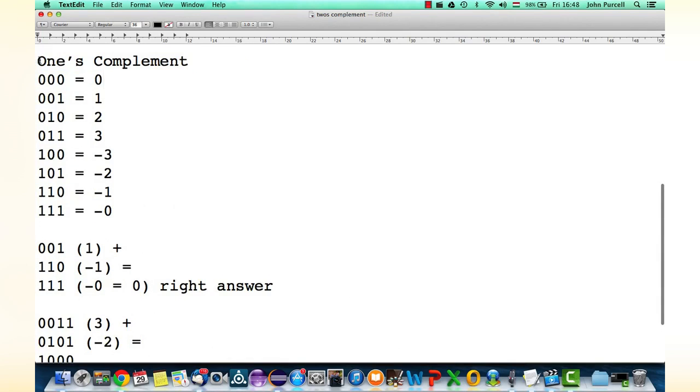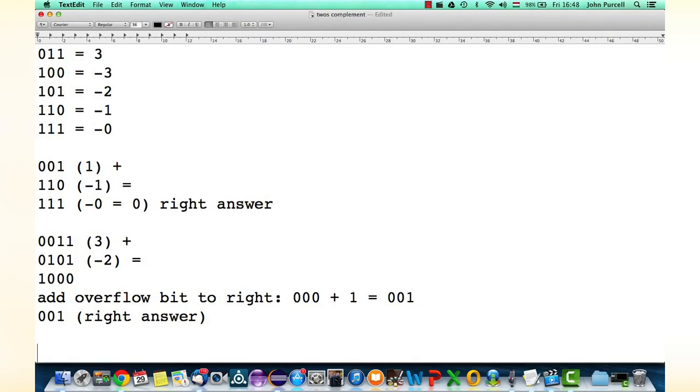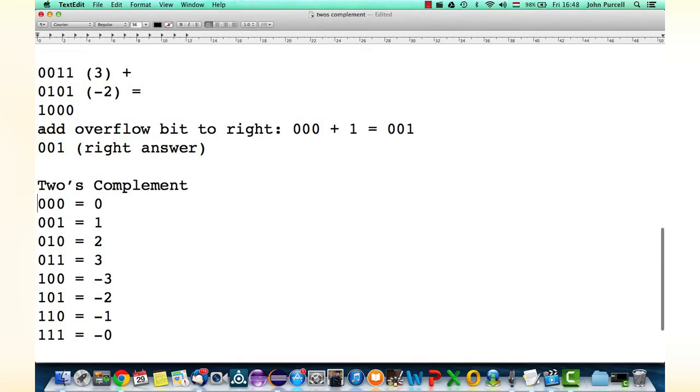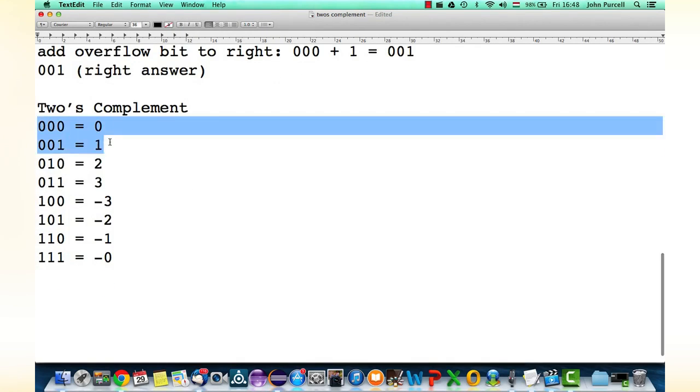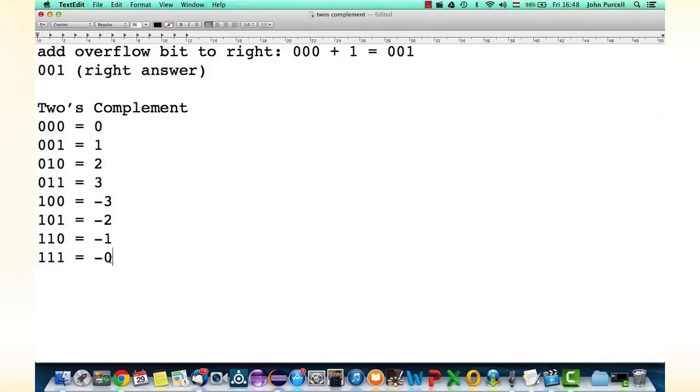I'm going to copy this table because most of it's the same. Let's type this out here. Now 2's complement, so these numbers are all the same, 0, 1, 2, 3. But we say that 1, 1, 1 is going to be equal to minus 1. And then we're going to number backwards from there.